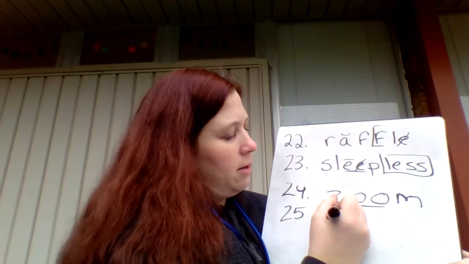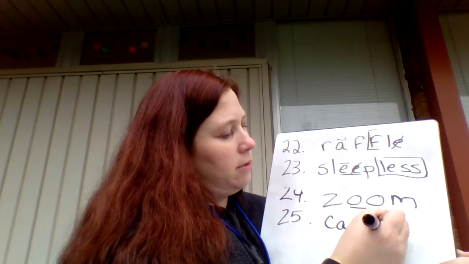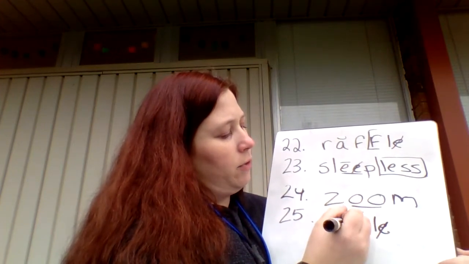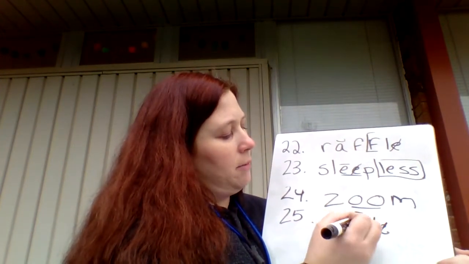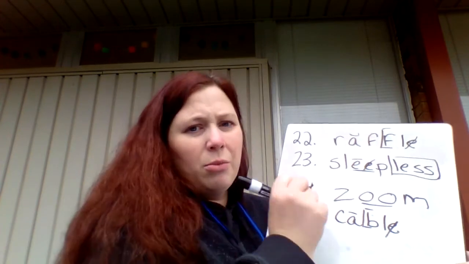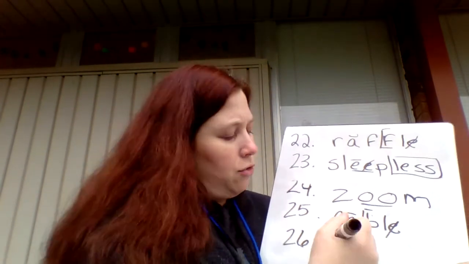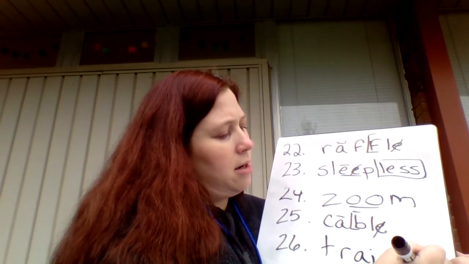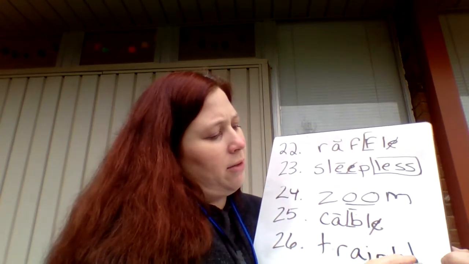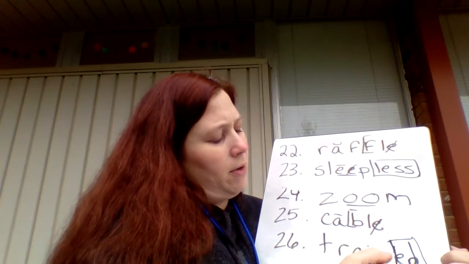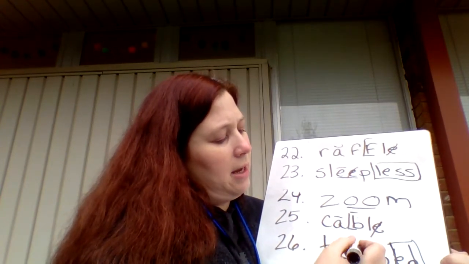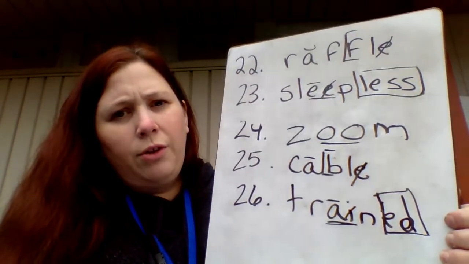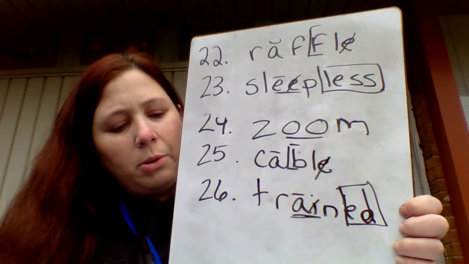25. We have cable. We're going to bracket this, cross off the E, and because we have just vowel and then nothing after it, it gets a macron. And number 26, trained. We're going to box off this. Here we have our AI digraph, and we cross off the I, and the A says its name. Make sure you have those all done and draw a line to the picture that matches.